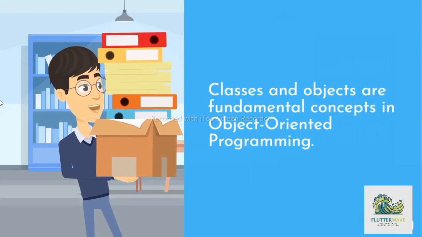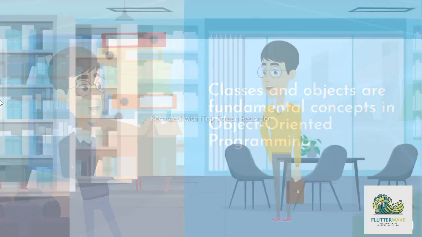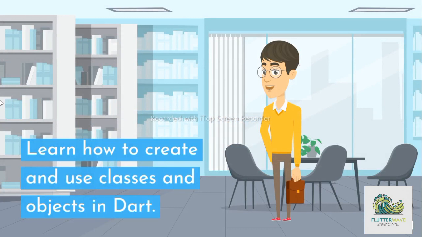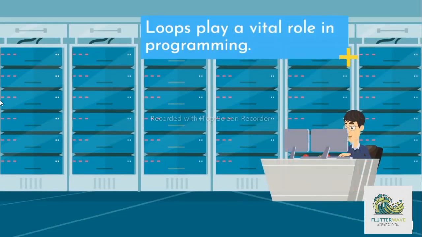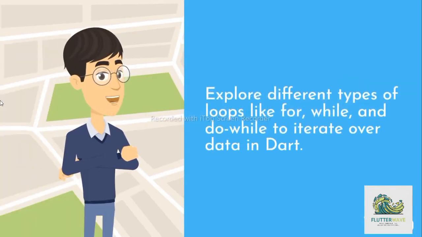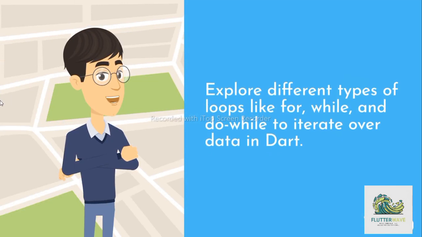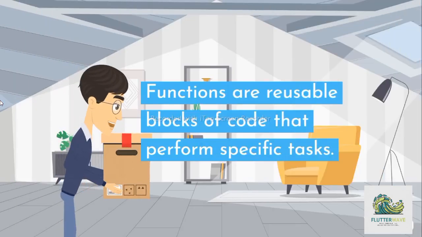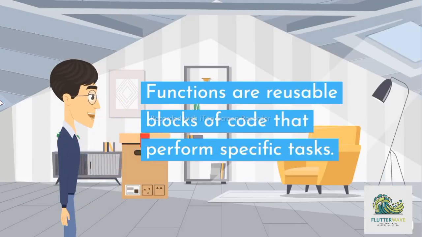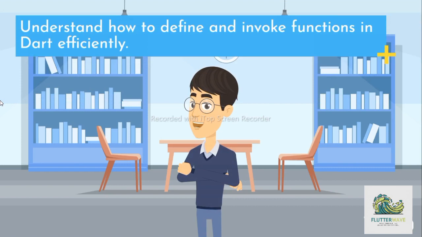Classes and objects are fundamental concepts in object-oriented programming. Learn how to create and use classes and objects in Dart. Loops play a vital role in programming. Explore different types of loops like for, while, and do while to iterate over data in Dart. Functions are reusable blocks of code that perform specific tasks. Understand how to define and invoke functions in Dart efficiently.